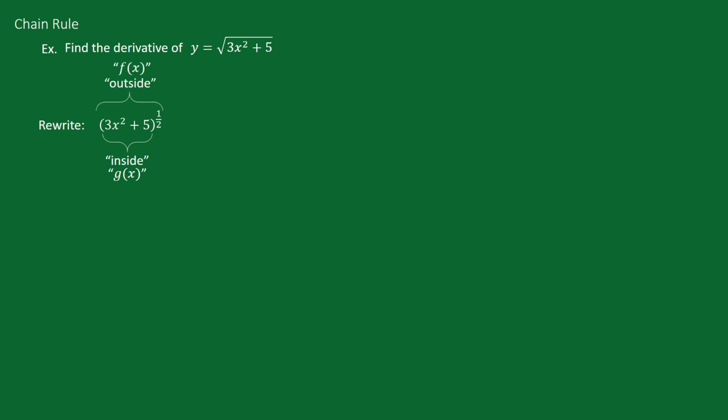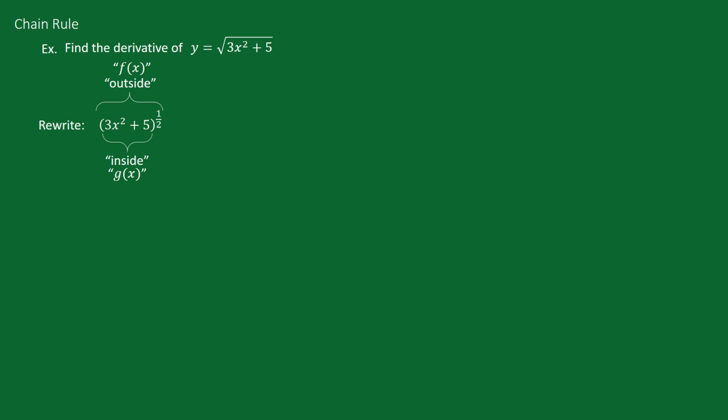So this is our last example for the day. Let's find the derivative of y equals the square root of 3x squared plus 5. So let's rewrite it so it looks like something we're a little bit more familiar with. So I'm going to rewrite it as 3x squared plus 5 all to the 1/2 power. So taking the square root of something is the same thing as taking that to the 1/2 power. And now it looks similar to the last example. So our inside is going to be 3x squared plus 5, which is our g of x, and our outside is going to be our f of x, which is the 1/2 power.